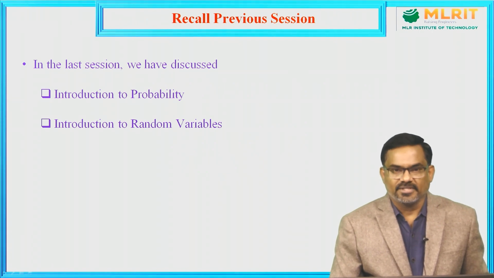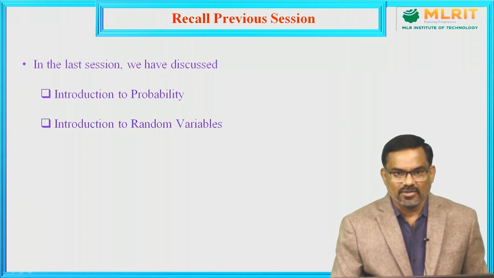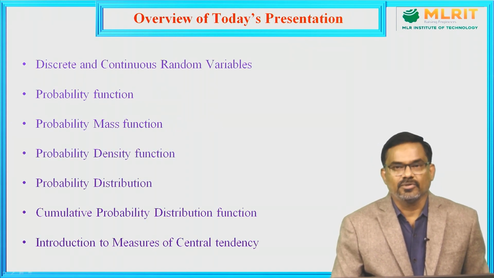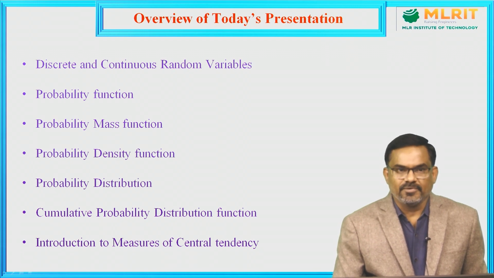Let us recall the previous session. In the last session, we discussed the introduction to probability, all the definitions required to understand the concept of probability, and then the definition of random variable and types of random variable. Coming to today's presentation, today I would like to discuss the following things: discrete and continuous random variables, probability function, and what is probability mass function and density function, and what is the probability distribution and cumulative probability distribution function, and introduction to measures of central tendency.